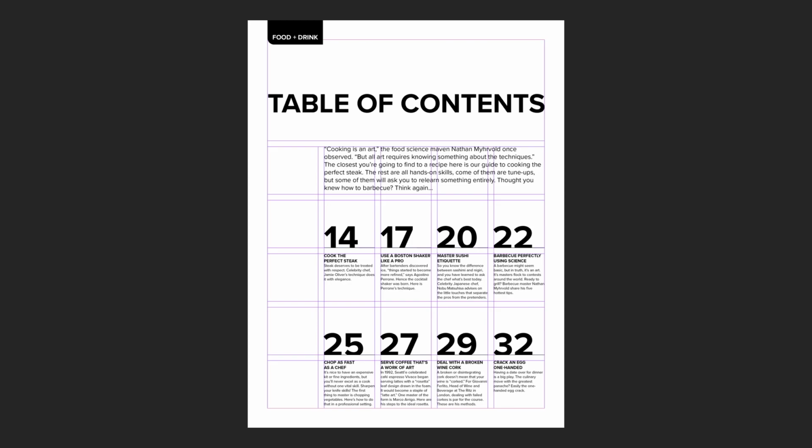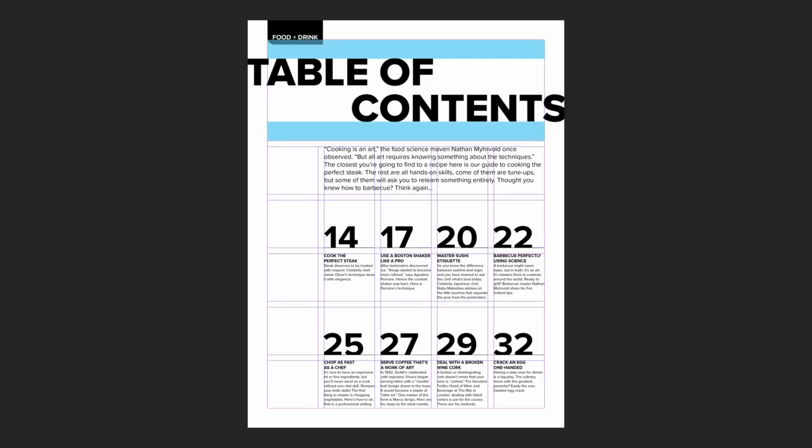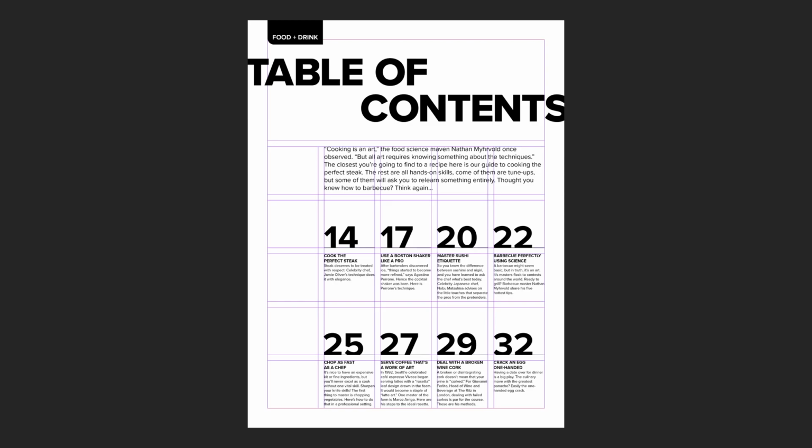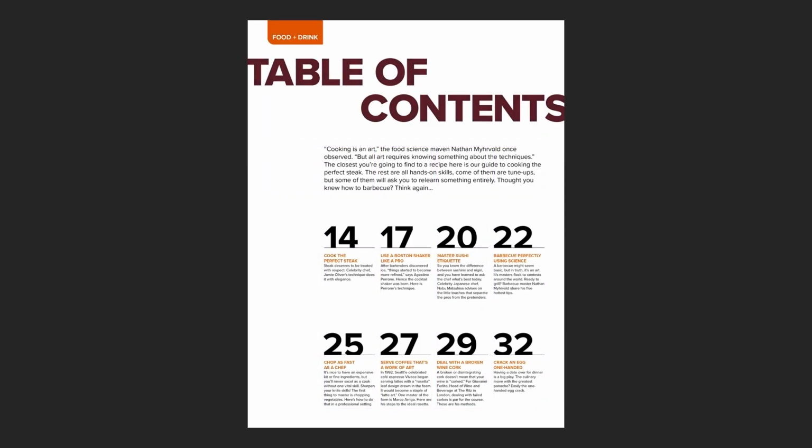Since we cut off the bottoms of the numbers, we can mimic that motif with our headline by cutting off the letters on the sides. This is still centered within that top region. We have to kern this. Let's add some color, and there we go.